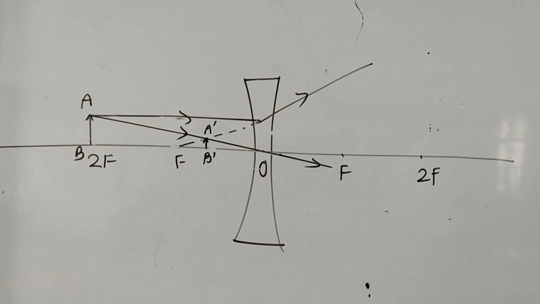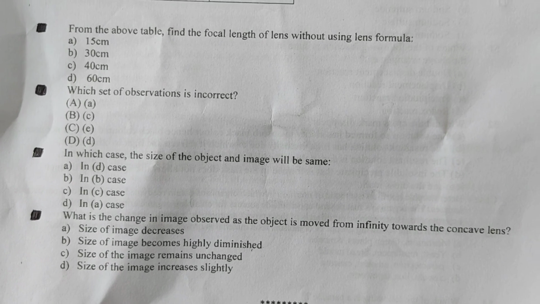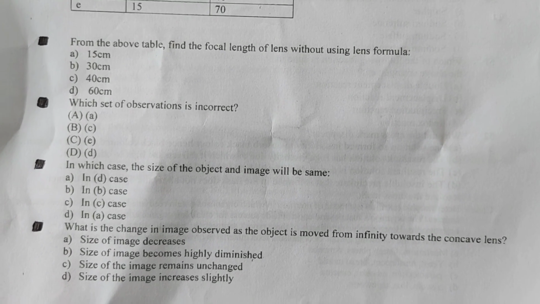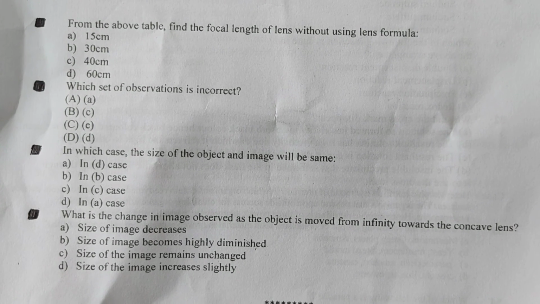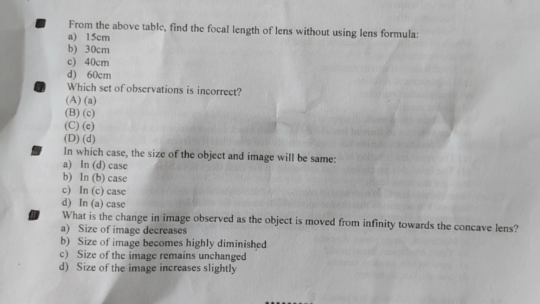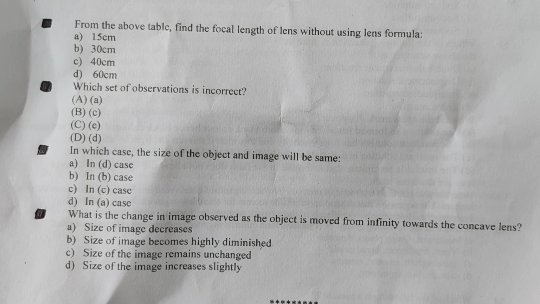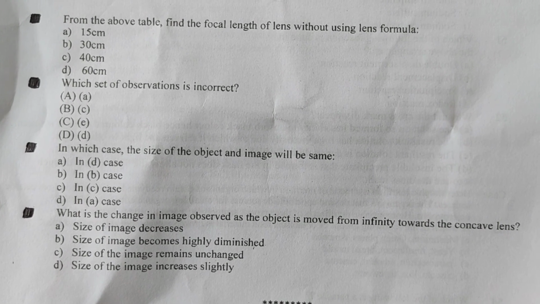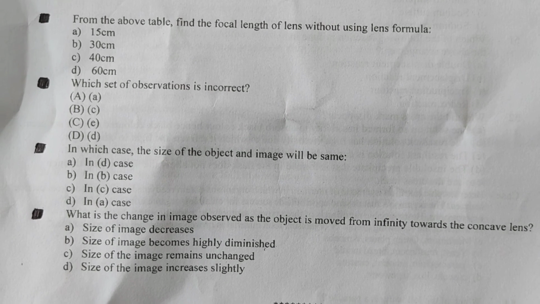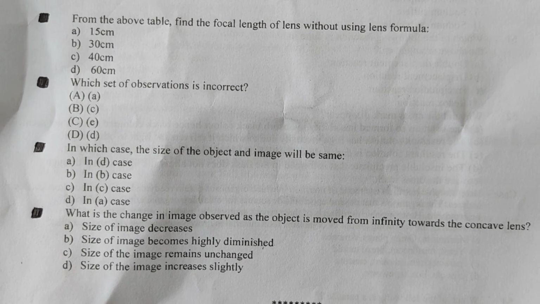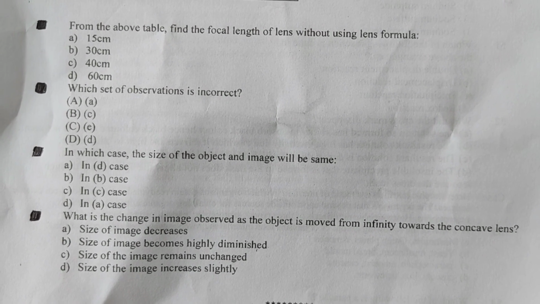So from the given options, we will choose the size of the image increases slightly, D option. Why? Because although the image is diminished, it is not highly diminished. So when the object is brought closer towards the concave lens, we can say that when it is moved from infinity towards a concave lens, the size of the image increases slightly.